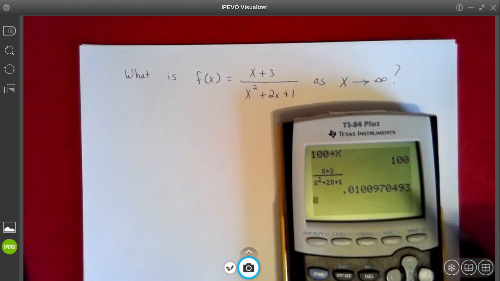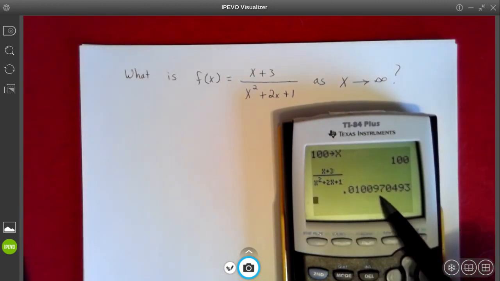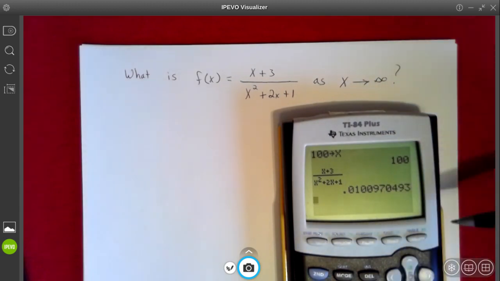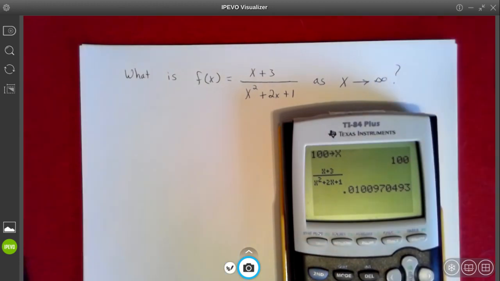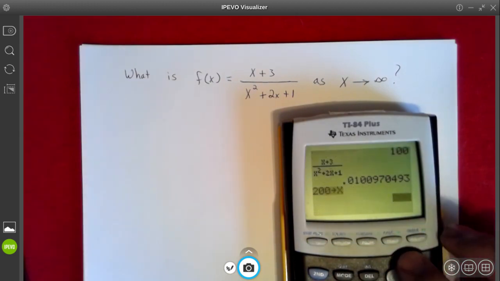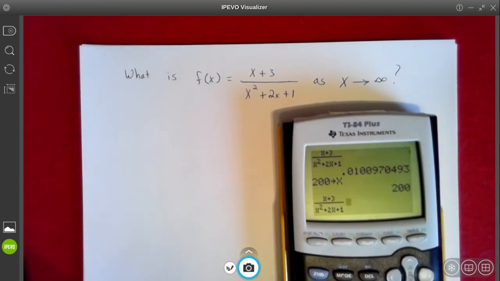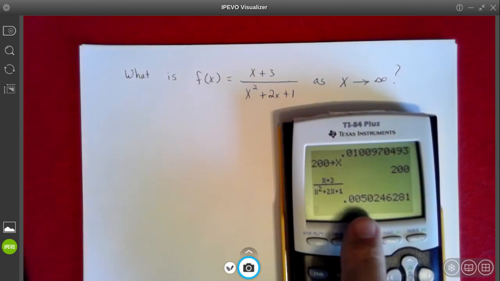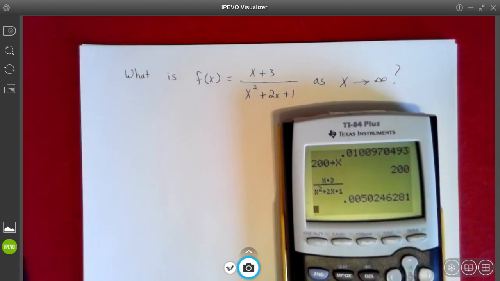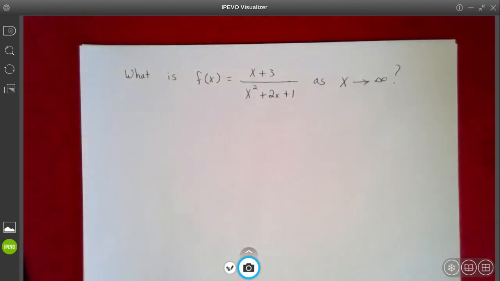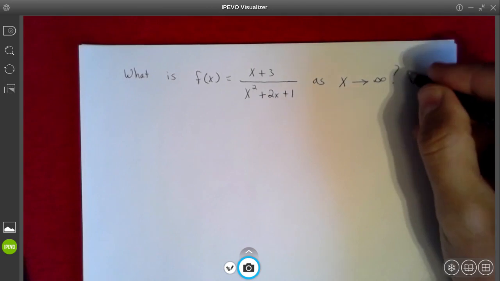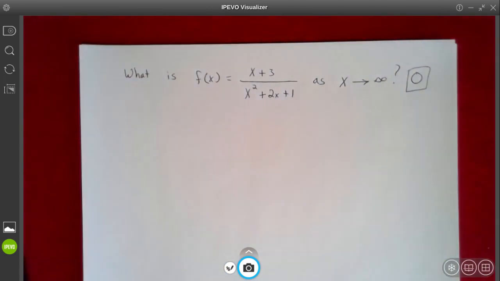Okay. I got 0.01009, which is a far cry from infinity, right? It's not even close to infinity. It's not negative infinity either. If I did 200 for x instead, all right, I'm getting smaller and smaller values. Ultimately, the answer to a question like this would be 0. That would be the answer to this particular question.